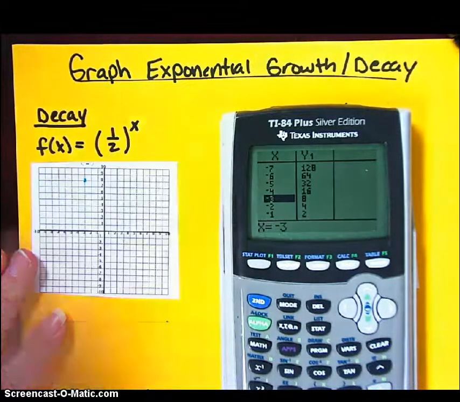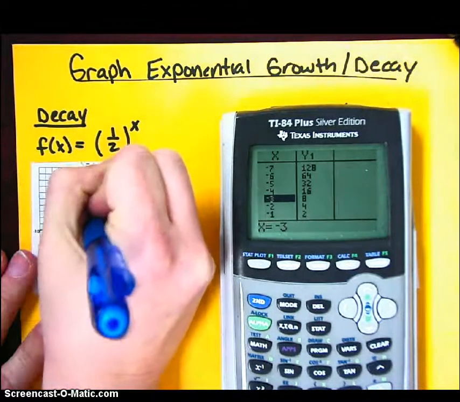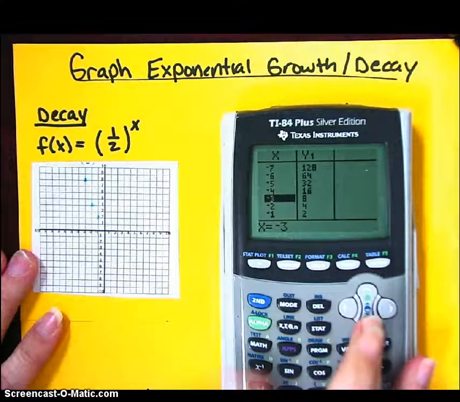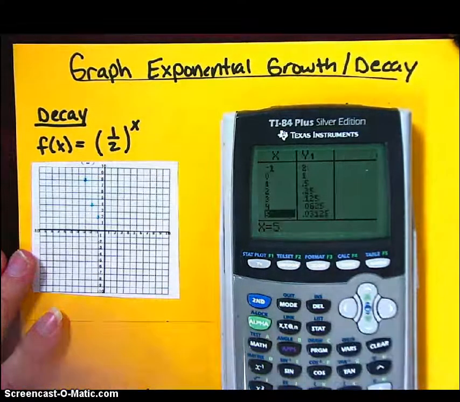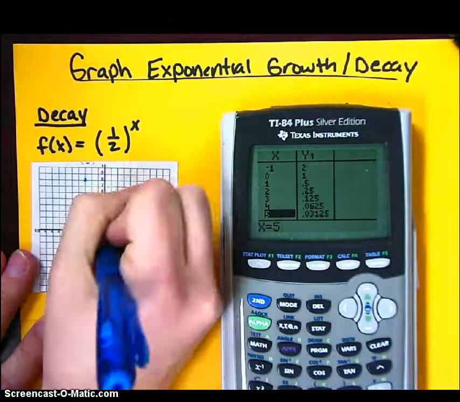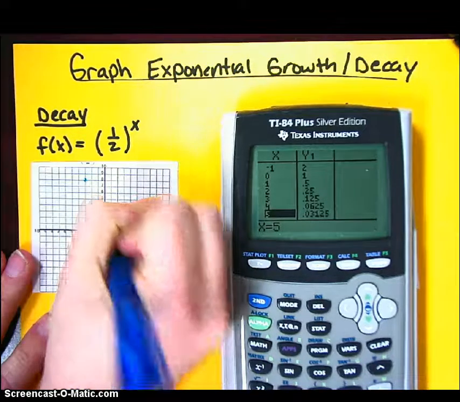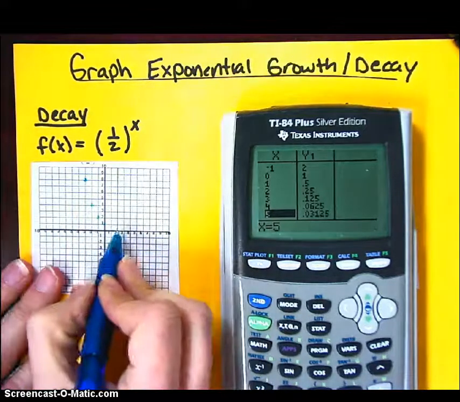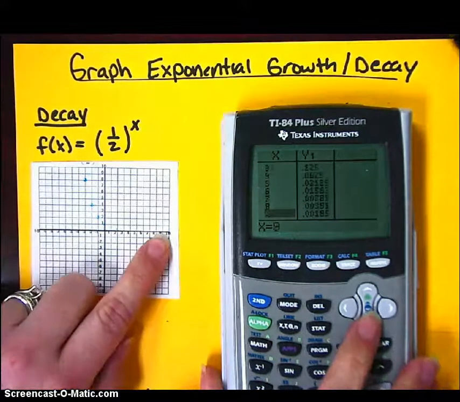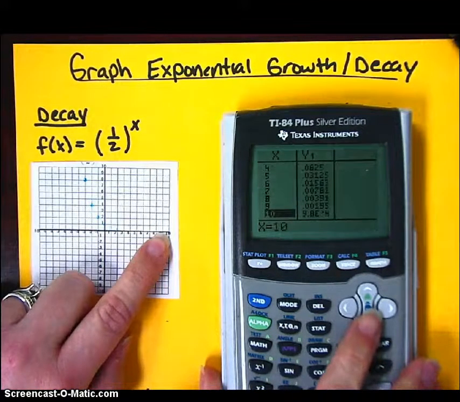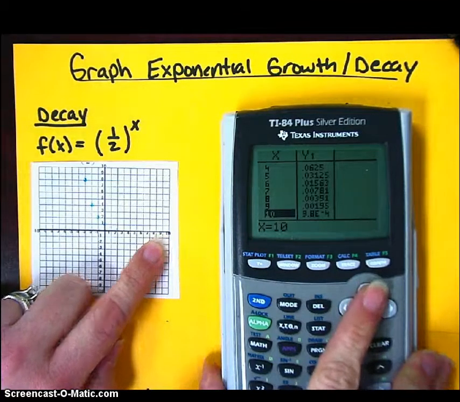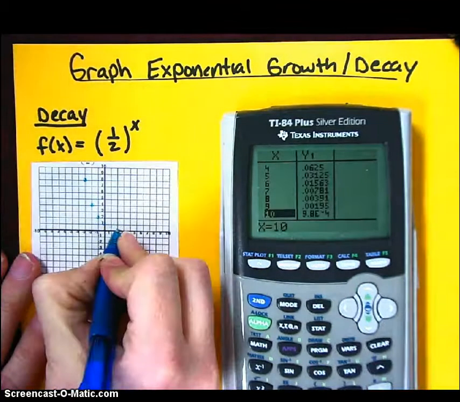Then we go -2, 4. -1, 2. Then we have 0, 1. 1, 1/2. Then 0.25, and you'll notice as we go we're getting closer and closer and closer to 0. So if I come all the way out here to 10 just to see what's happening, we're at 9.8 e to the -4. That means it's 0.00098. So we're really, really close to 0, but we never actually touch.